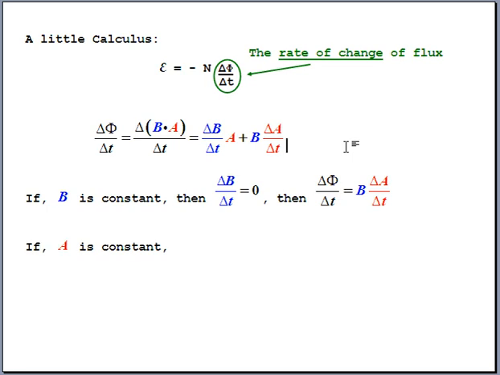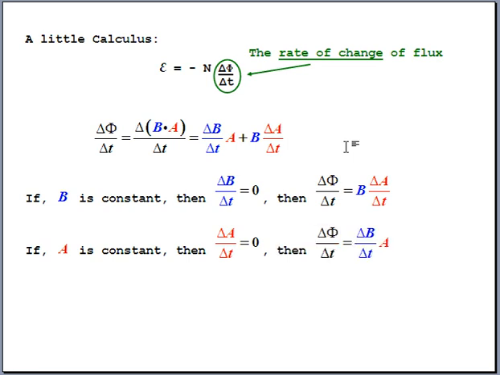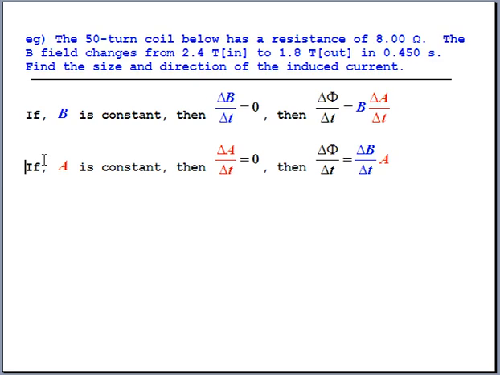But this one is very common. What if you keep the area constant like we did at 15 square meters? Then that derivative of area is 0. It didn't change. The only thing that's changing is the B. So a faster way that we could have come up with that 7,000 volts would have been to say, oh, well, the change in flux over change in time is really just the change in magnetic field over time multiplied by your stable area value. So we could have done this question this way.